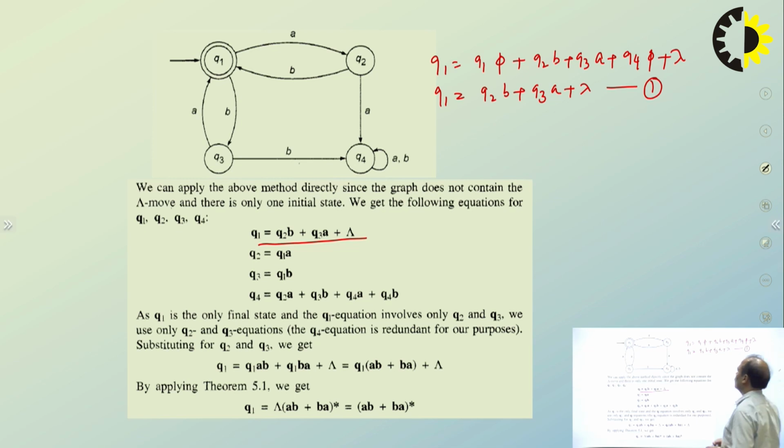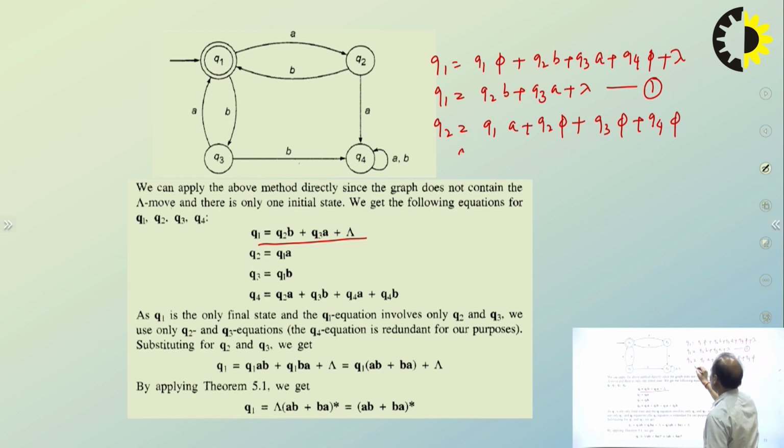This is the q1 equation. Similarly, for q2, q1 alpha 1 2, where 1 to 2 is a, plus q2 alpha 2 2 is nothing, plus q3 alpha 3 2, 3 to 2 is nothing, plus q4 alpha 4 2, 4 to 2 is nothing. So this q2 will be q1 a only. This is equation number 2, which is correct here, right?